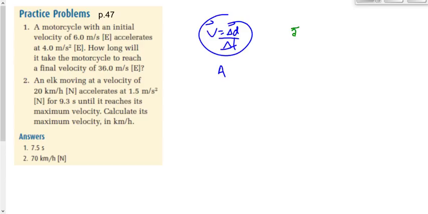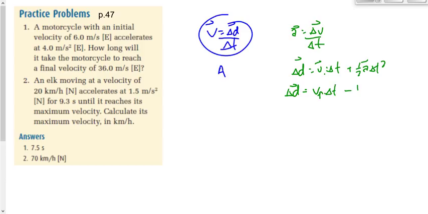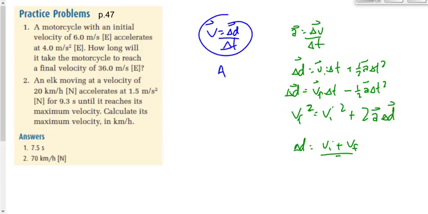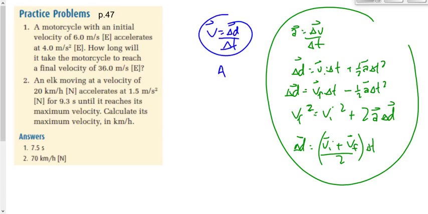We had a is equal to delta V over delta T. We had d is equal to v_i t plus 1/2 a t squared. We had d is equal to v_f t, almost the same as what we just wrote down, v_f t minus 1/2 a t squared. We had v_f squared is equal to v_i squared plus 2ad. And we had d is equal to (v_i plus v_f) over 2 times t.